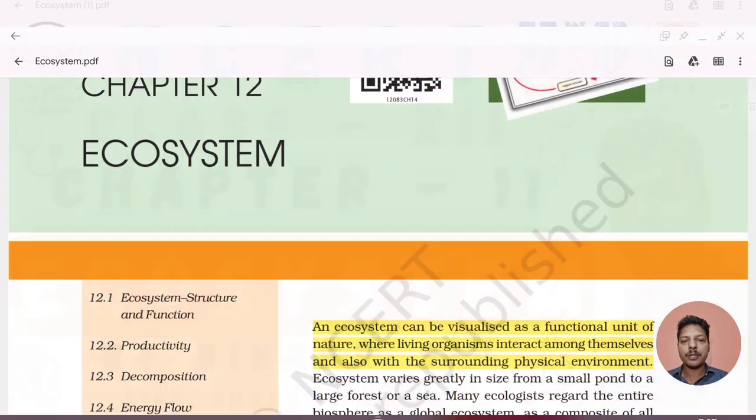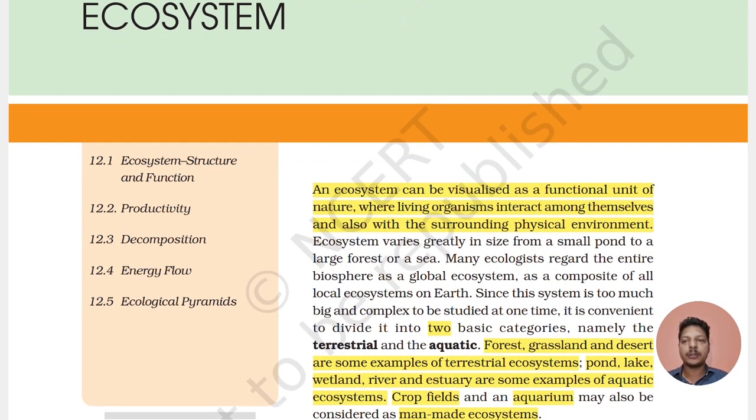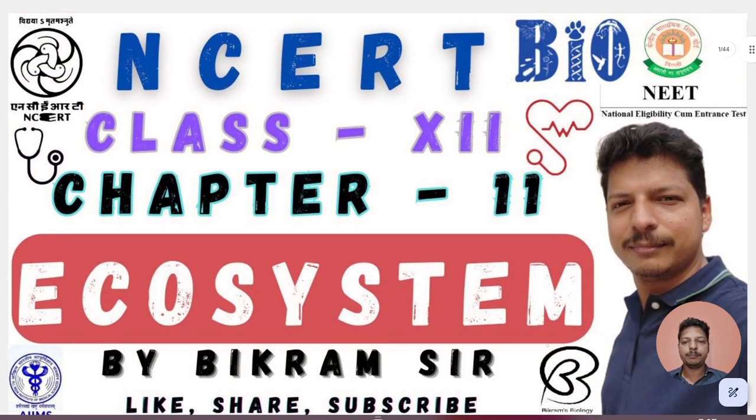In this chapter, we are going to cover important topics like ecosystem, structure and function, productivity, decomposition, energy flow and your ecological pyramid. So, let's start this chapter with this PDF.